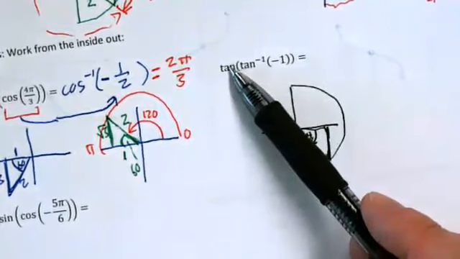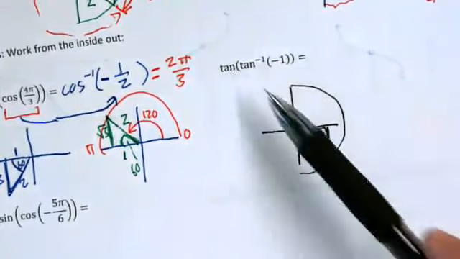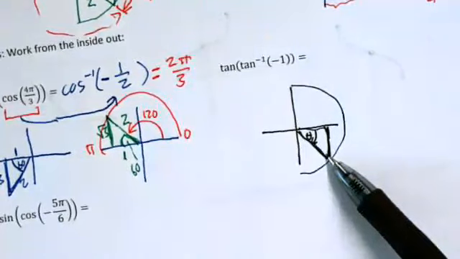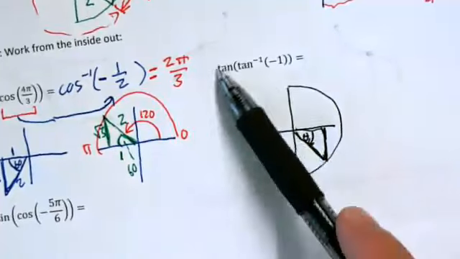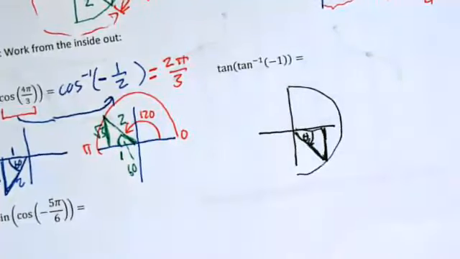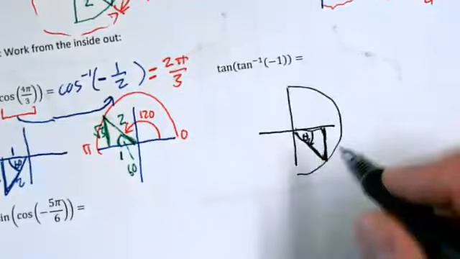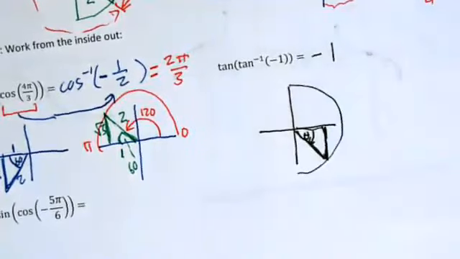No, nothing at all. And if I do that, I'm going to get the same reference triangle back in the same quadrant. And since it's tangent, it's going to end up being the same ratio. And since it's in this quadrant, it's going to be -1.